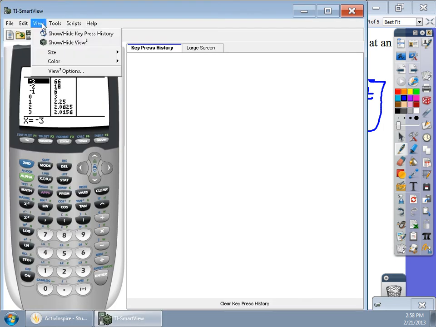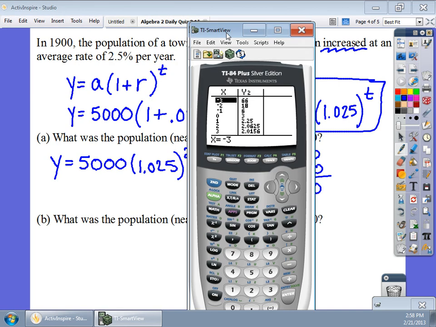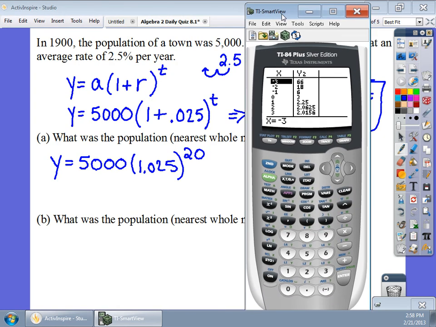Okay, there it is there. I'm just going to hide that. And I'm basically going to type this in as I see it. 5,000 times 1.025 raised to the 20th power.